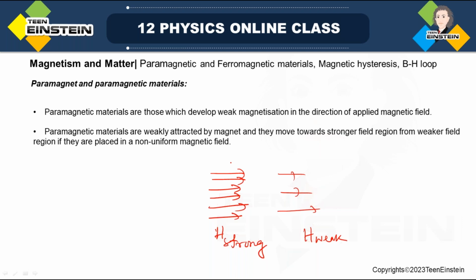If we place a paramagnetic material somewhere here, it will have a tendency to move towards, or be attracted towards, the strong magnetic field region. It will move from the weak magnetic field region to the strong magnetic field region. This is what the second point means. This is another property of a paramagnetic material. So if we place a paramagnetic material in a non-uniform magnetic field, it has a tendency to move towards the stronger field region from the weaker field region.